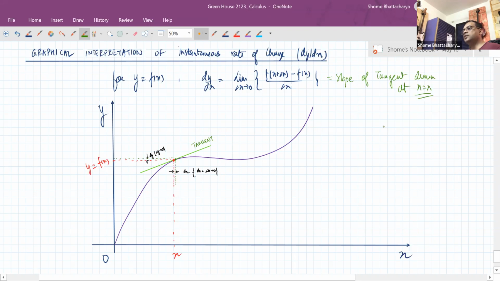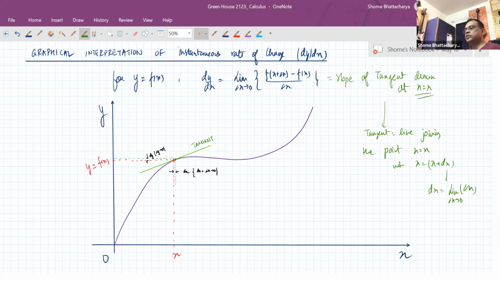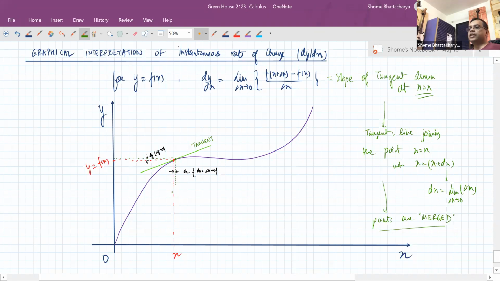And now what is the tangent? The tangent is the line joining the point x equal to x with x equal to x plus dx, where dx is equal to the limit of delta x tending to 0. It's a change in x that is so small that it's tending to 0. Therefore you can see that the points are merged. They are not almost merged, they are actually merged now, because we are taking delta x tending to 0. So it gives us an exact method of calculating this slope.